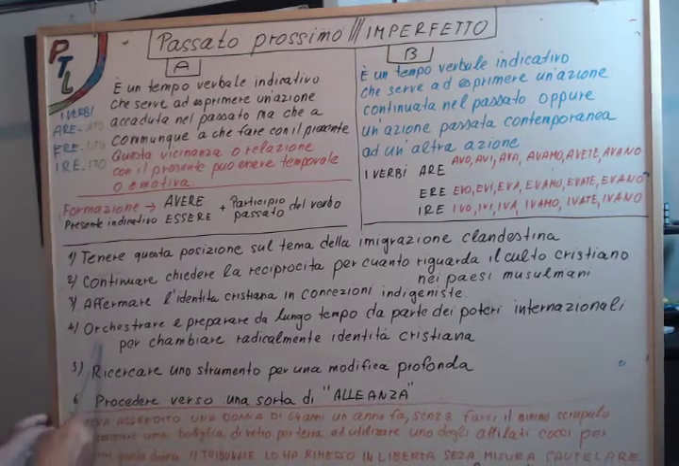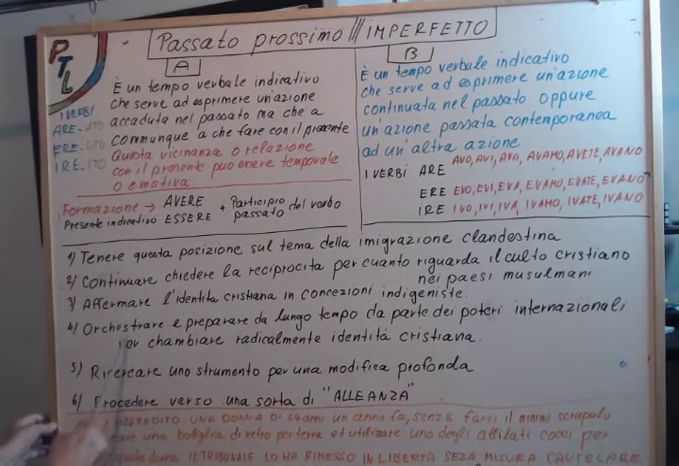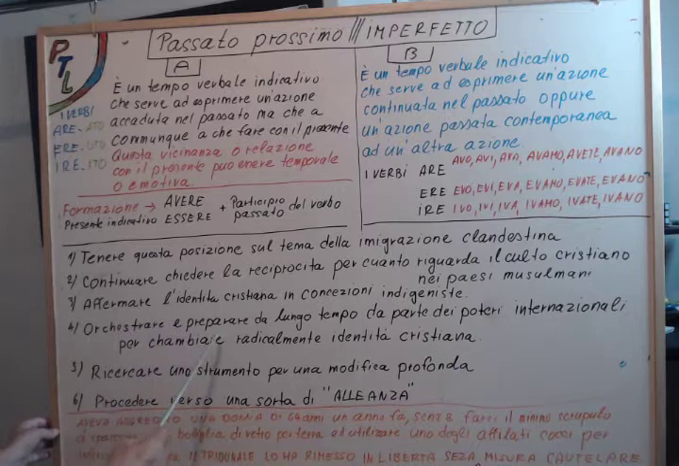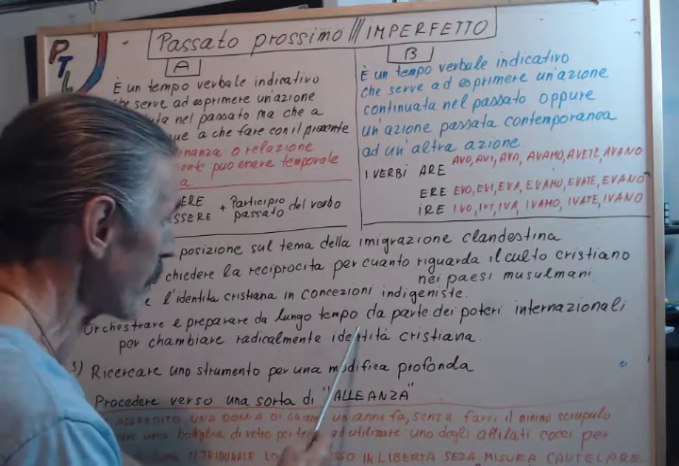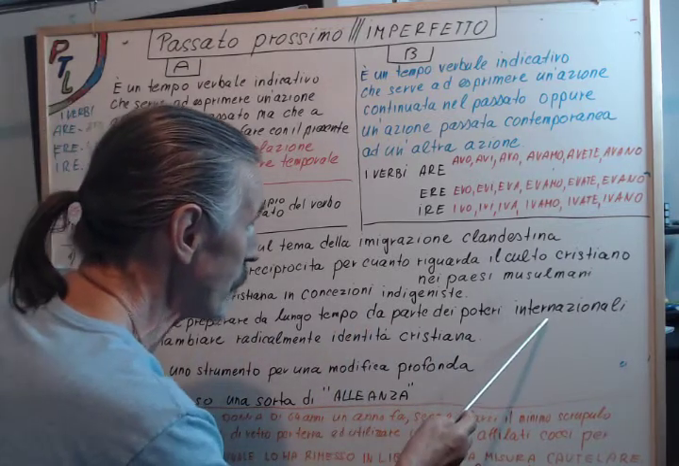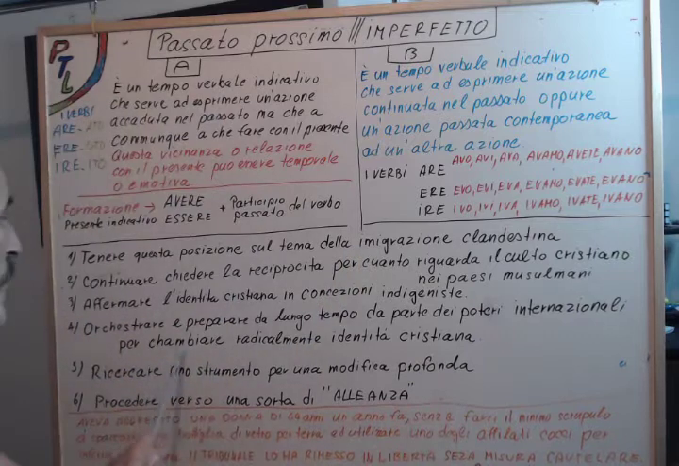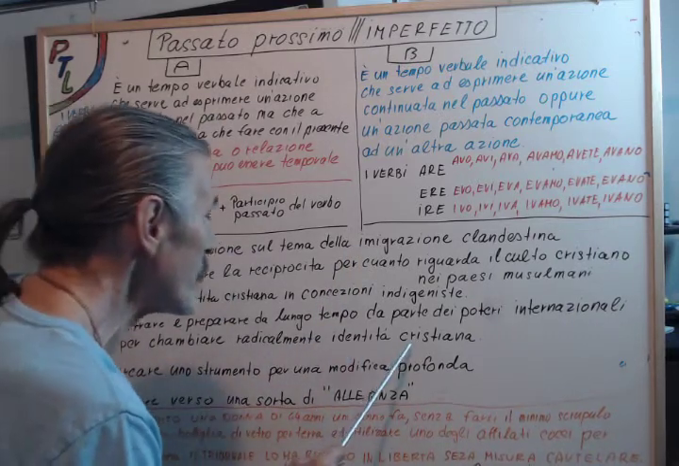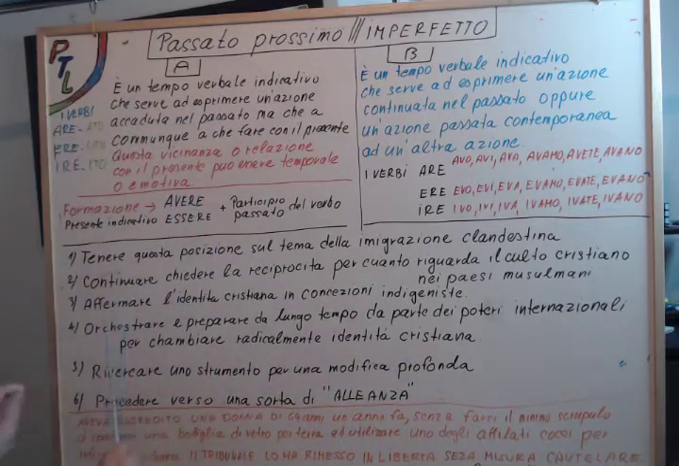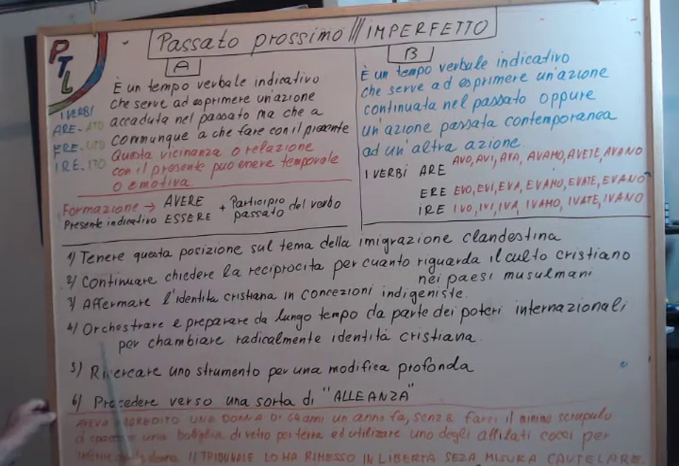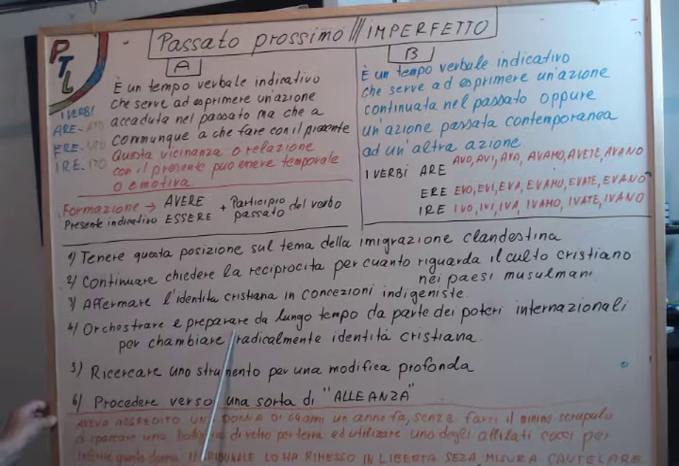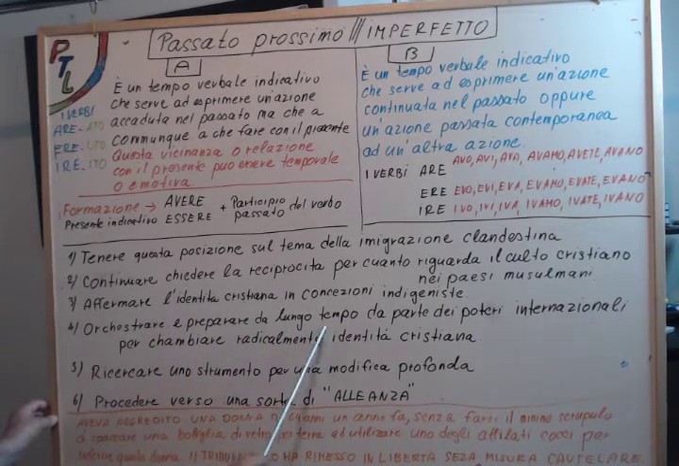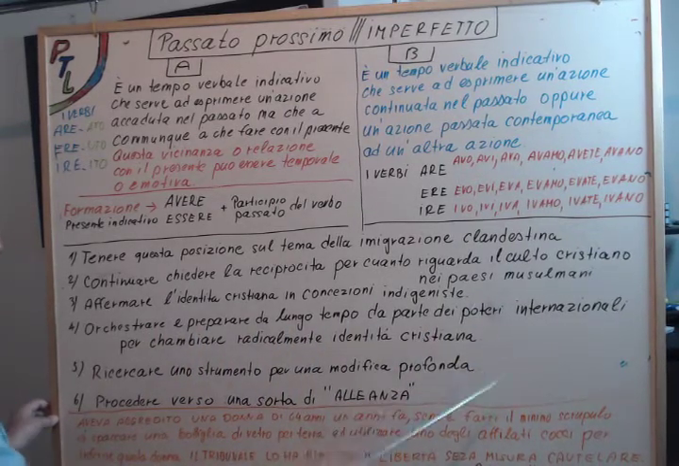Which means, so if I want to say it, the translation would be to orchestrate and to prepare for a long time from the parts of the international powers to change radically the Christian identity. So if I want to put into passato prossimo, I would say io ho orchestrato e ho preparato da lungo tempo da parte dei poteri internazionali, etc.